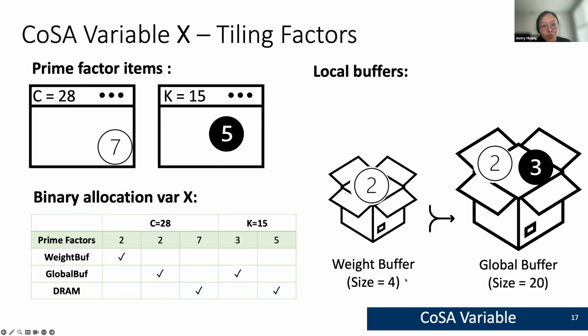Based on this specification, we now can calculate the buffer occupancy based on this binary variable. For the weight buffer size, we have an allocation of just 2 factors. And for the global buffer, we need to take into account all the factors that have been put in the weight buffer and the global buffer, which includes the weight tensor as well. It's an inclusive memory hierarchy. Then the utilized capacity of this buffer will be 2 by 2 by 3. Basically, all the prime factors have been allocated to the weight buffer and the global buffer.